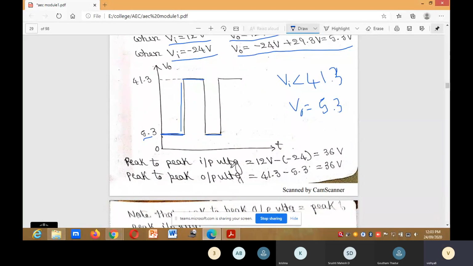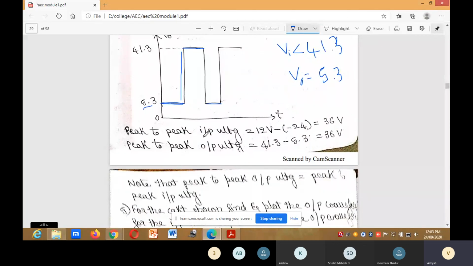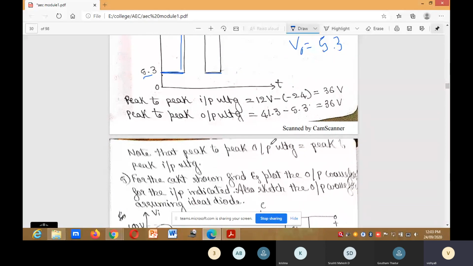The peak to peak input voltage is equal to 12 minus minus 24, which is 36. The peak to peak output voltage is equal to 41.3 minus 5.3, which is 36 volts. Note that the peak to peak output voltage is equal to the peak to peak input voltage.